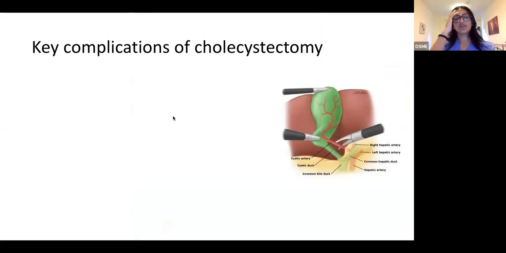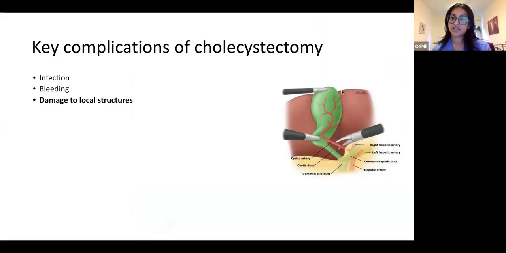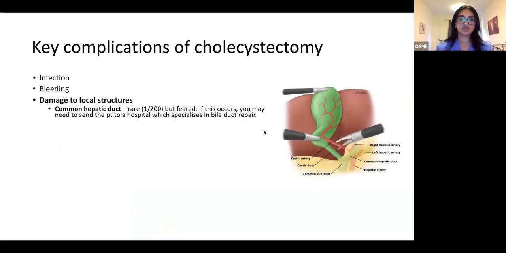Okay, so if you're asked about complications of a cholecystectomy, for example, in an OSCE station, first start off kind of simple. So what are the most common complications associated with any surgery? They'd be infection and bleeding. And then you can start to be a bit more specific. So with any surgery as well, you'd have damage to local structures. So for this one, you'd particularly be worried about the common hepatic duct and the common bile duct as well. And these are two very important structures that should not be damaged.